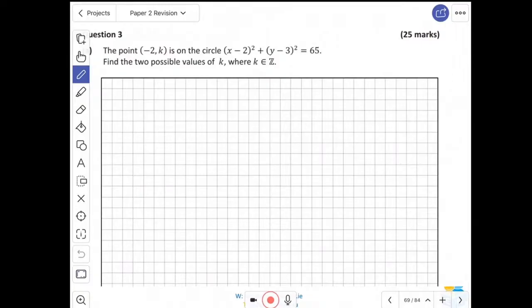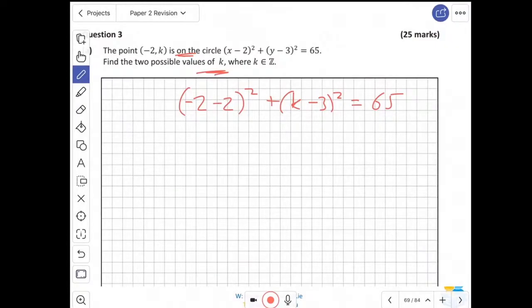So because it's on the circle, we can just say, okay, if we substitute those two values in then, so it's minus 2 and k, it's going to be minus 2 squared plus k minus 3 squared, and that should equal 65. Because they've told us it's on the circle, you're just being asked to find the two values of k, so you simply multiply this all out and you get your two answers of k. I'm not going to do that, but again, the solution is there for you as well.